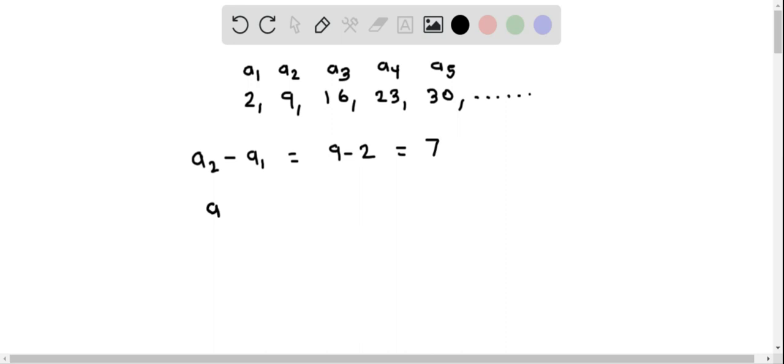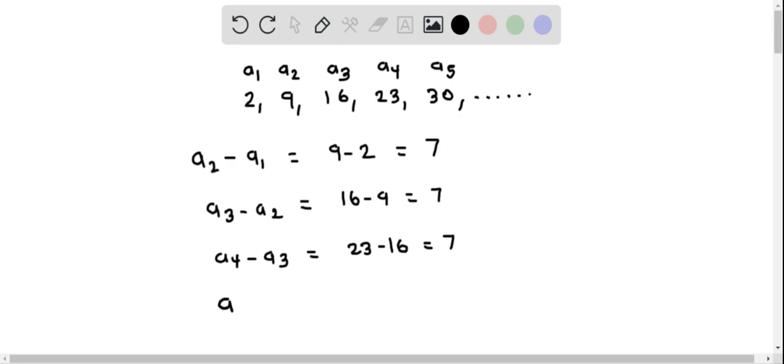And also let's find another difference, that is A3 minus A2, and this equals 16 minus 9, and this is 7. Let's also find another difference, that is A4 minus A3, and this equals 23 minus 16, and this is also 7. Let's find the last difference, that is A5 minus A4, and this equals 30 minus 23, and this equals 7.